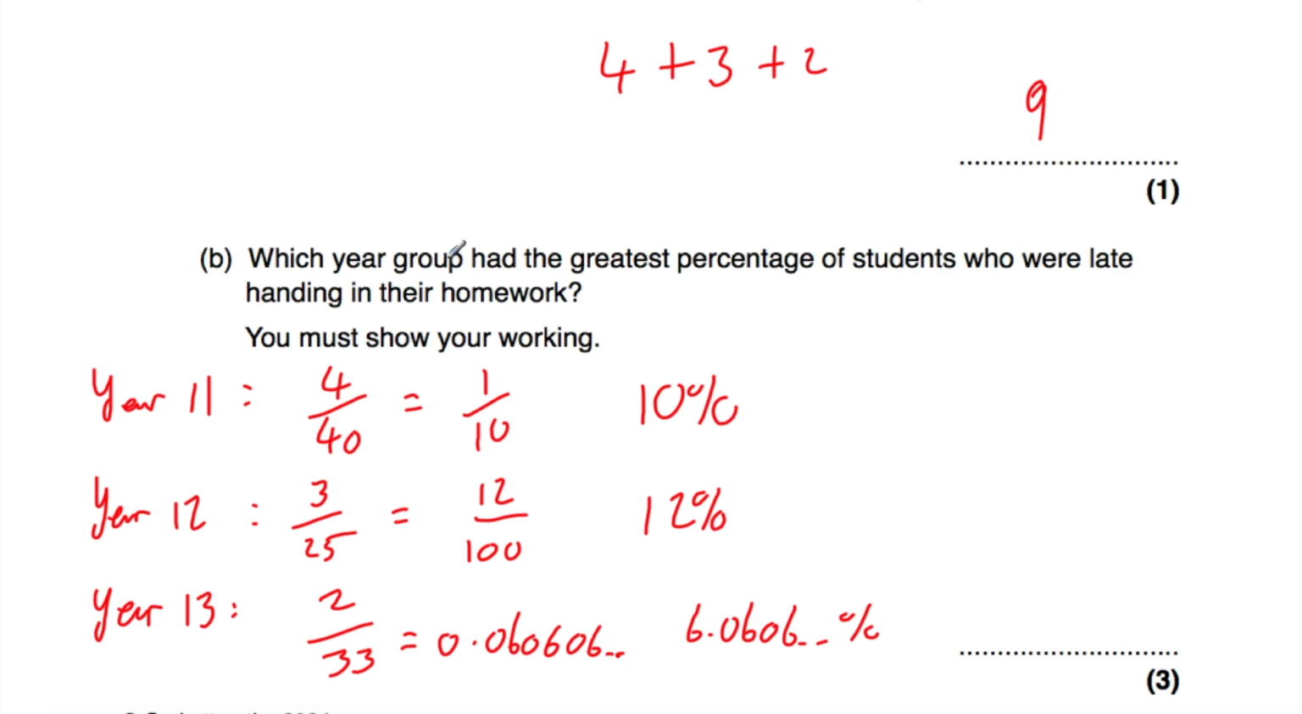Now the question says which year group had the greatest percentage of students who were late handing in their homework? Well, 12% is the biggest percentage there. So year 12. Year 12 were the year group with the greatest percentage of students that handed in their homework late. And that's it. And if you got that, well done. Okay, let's have a look at our next question.